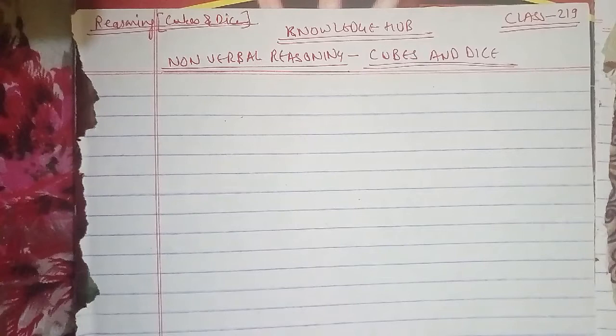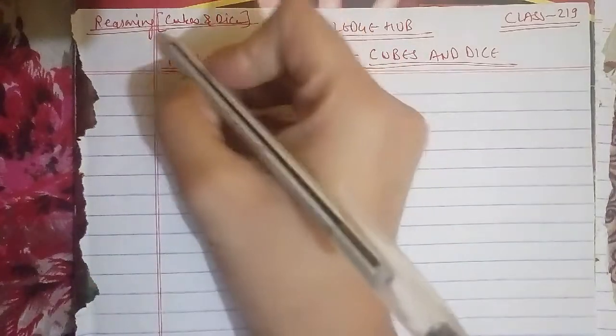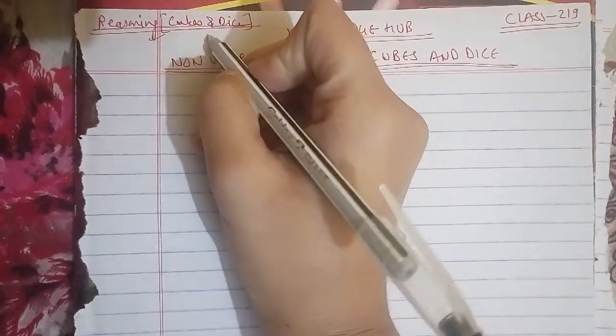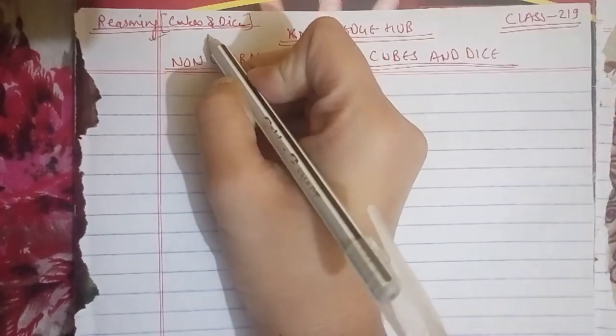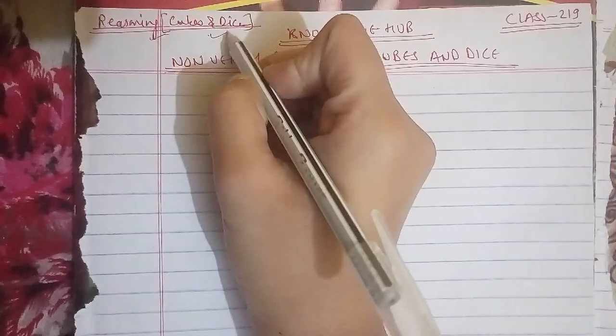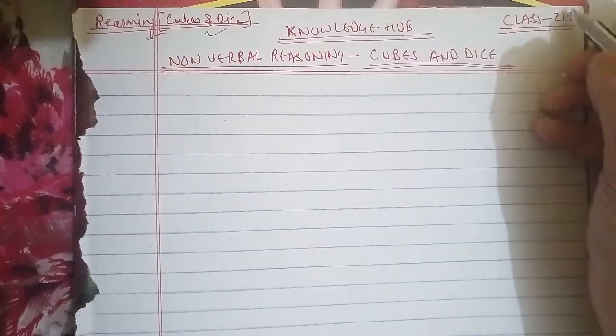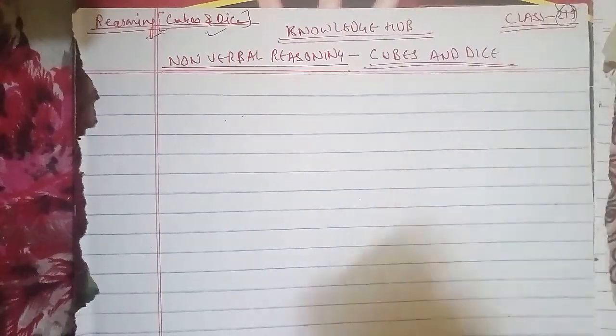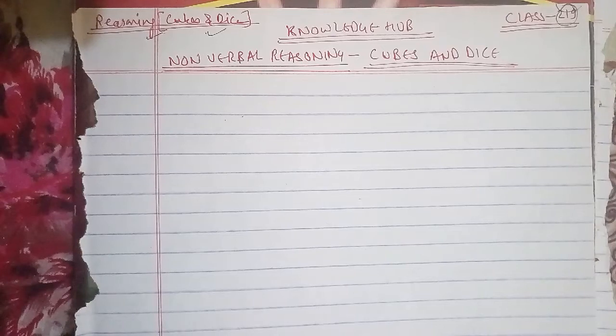Today we're going to start by discussing the reasoning that we are dealing with. In reasoning, we had done non-verbal reasoning, where we are starting with cubes and dice. This is the 219th class of the sessions. As you know, we completed 218 classes in the last classes. That's what we had discussed here.